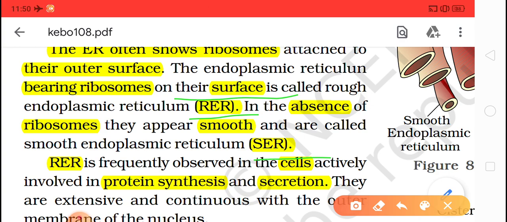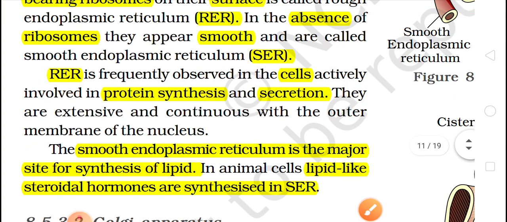Now, children, due to the presence of ribosomes, the rough endoplasmic reticulum, RER, frequently observed in cells actively involved in protein synthesis and secretion. Okay, so because ribosomes are there, they help in protein synthesis, because the ribosomes' function is protein synthesis. So if they are found on the surface of RER, then definitely RER helps in protein synthesis and their secretion. Okay, clear about this, children?